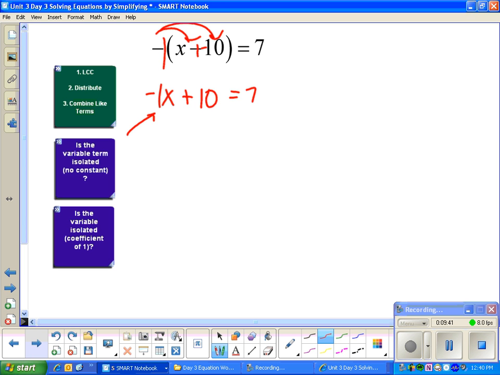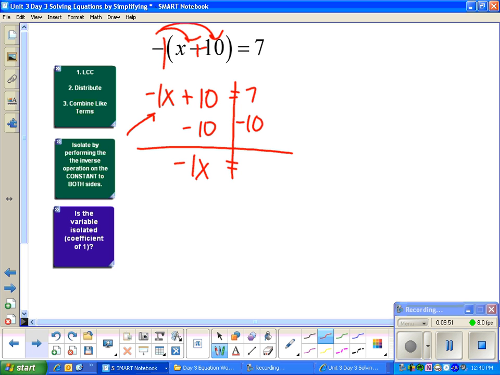Are there any constants involved? Yep, there's 10 there, so let's get rid of that 10 by subtracting 10 from both sides.